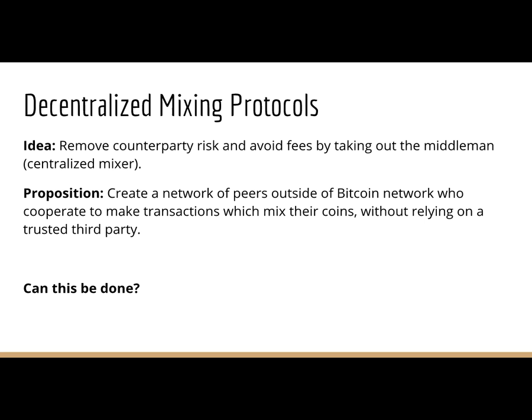So we're going to look at another class of mixing, which we call decentralized mixing protocols. This is basically where you have a separate overlay network on top of Bitcoin of peers that cooperate to create an intentional set of transactions that obfuscates or anonymizes their coins. And hopefully we can do this without having to have a trusted third party. Instead, it's decentralized, so there's no single point of failure, no middleman that could steal your funds.